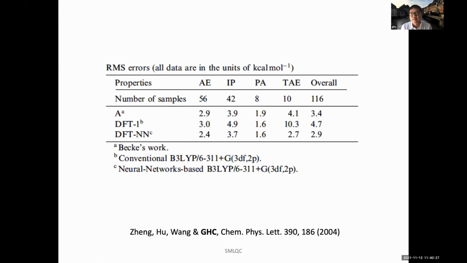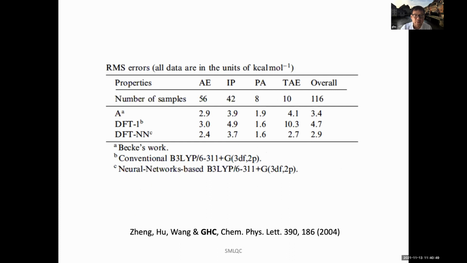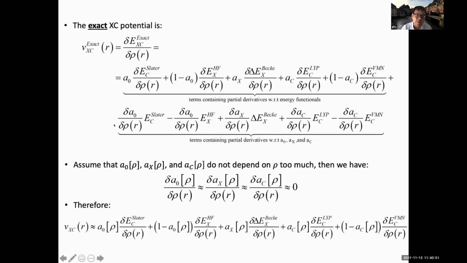Well, that's expected. All right. So, what to do next? Of course, we can improve the complexity of the input and the complexity of the neural net. That's what we could do. And also, we could put back in this functional dependence of A0, AX, and AC.